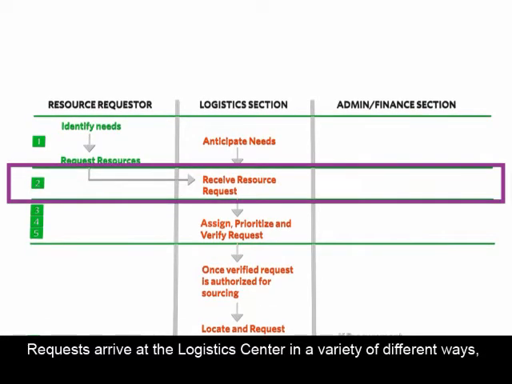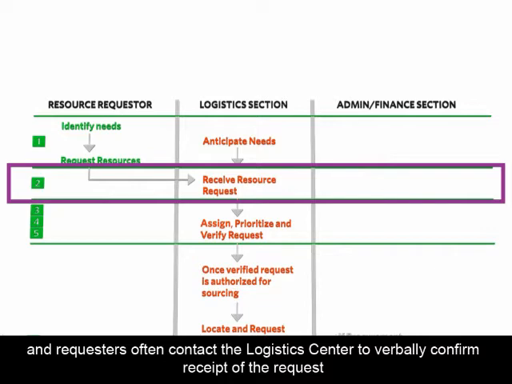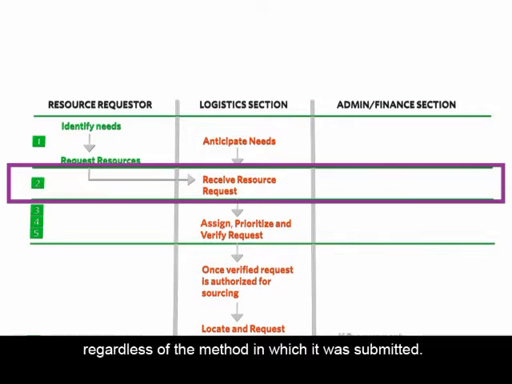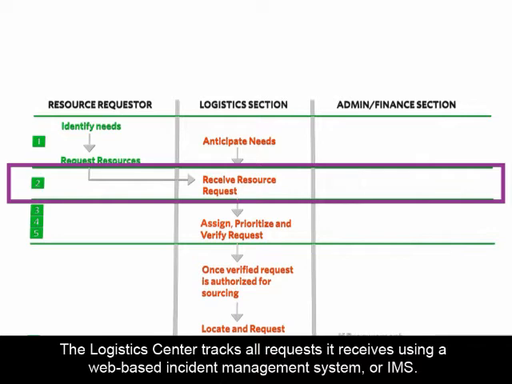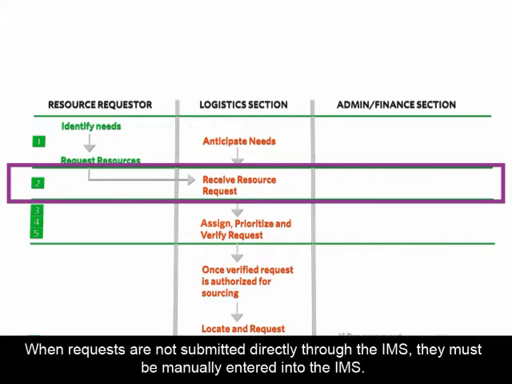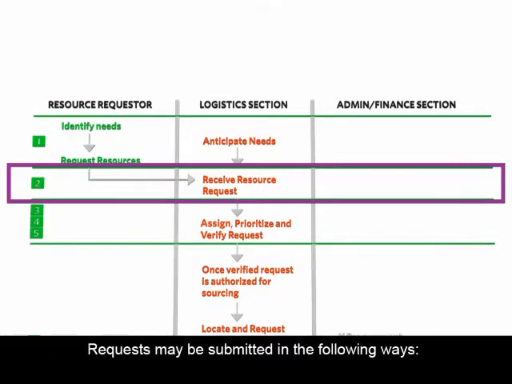Requests arrive at the Logistics Center in a variety of different ways, and requesters often contact the Logistics Center to verbally confirm receipt of the request, regardless of the method in which it was submitted. The Logistics Center tracks all requests it receives using a web-based incident management system, or IMS. When requests are not submitted directly through the IMS, they must be manually entered into the IMS.